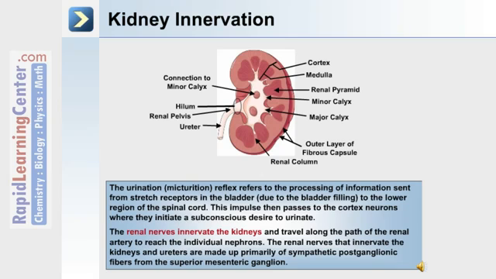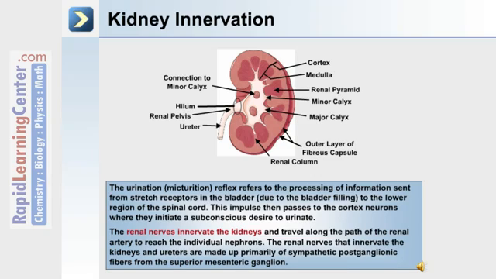Kidney innervation. The urination or micturition reflex refers to the processing of information sent from stretch receptors in the bladder to the lower region of the spinal cord. This impulse then passes to the cortex neurons, where they initiate a subconscious desire to urinate.